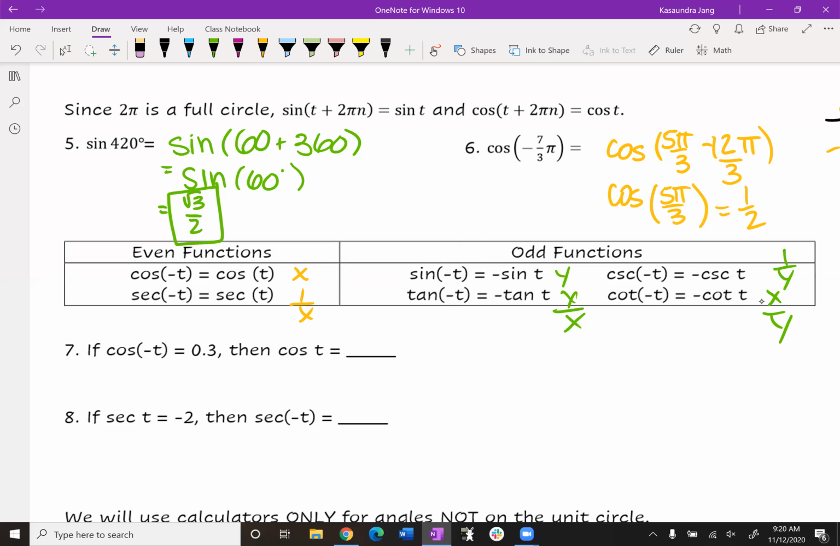All right, so we haven't really looked at actual examples yet. Let's see if we can apply that to actual examples. Number 7 here. If cosine of negative t is 0.3, so it's cosine, it's this guy over here. Cosine of negative t is a 0.3. Then cosine of positive t, those are equal to each other. That would be the exact same thing, a 0.3.